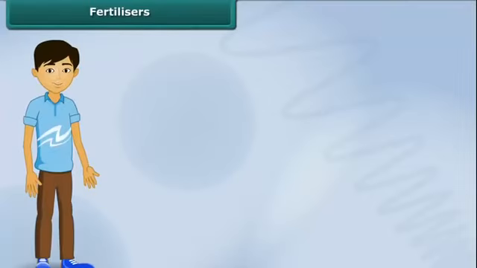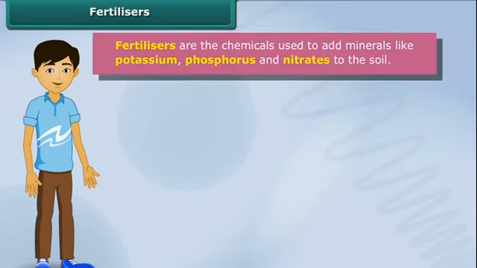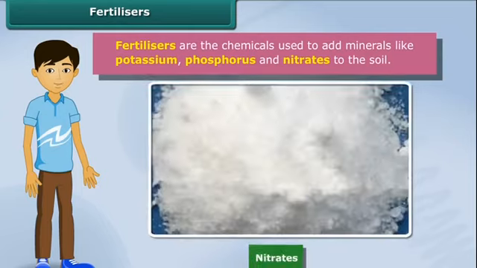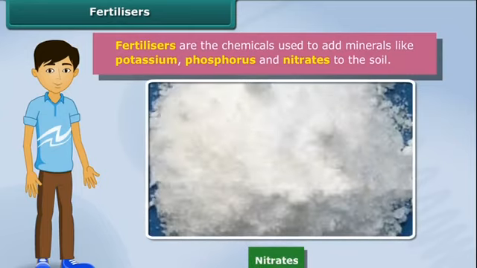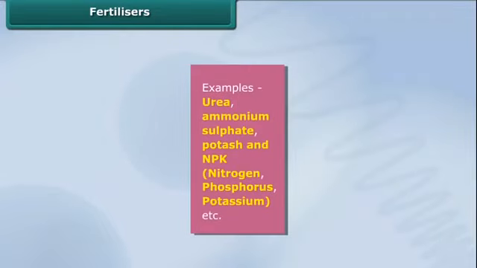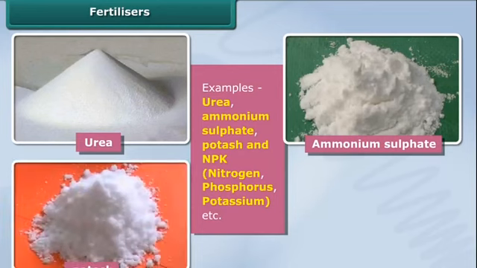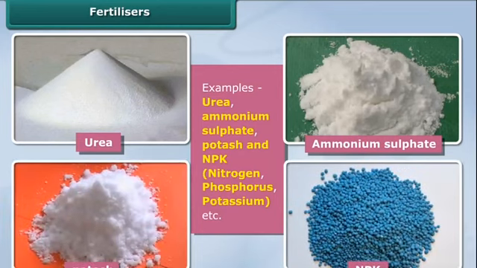Like manure, fertilizers are also used in replenishing the lost nutrients and minerals in the soil. Fertilizers are the chemicals used to add minerals like potassium, phosphorus, and nitrates to the soil. Fertilizers are produced in factories. Some examples of fertilizers are urea, ammonium sulfate, potash, and NPK: nitrogen, phosphorus, and potassium.